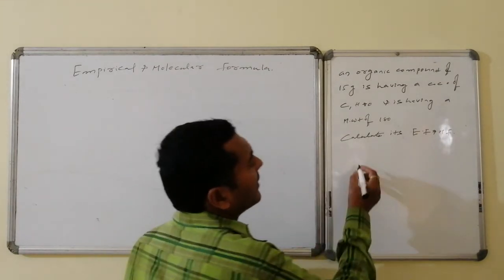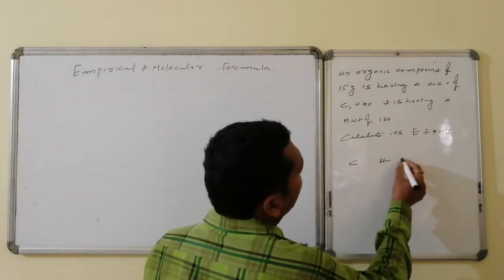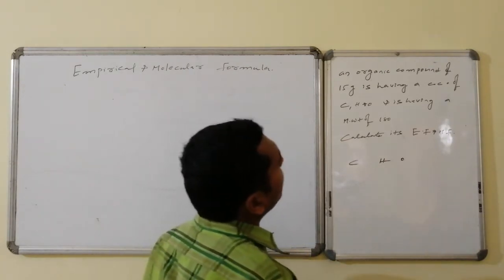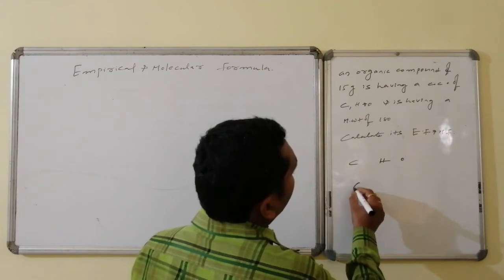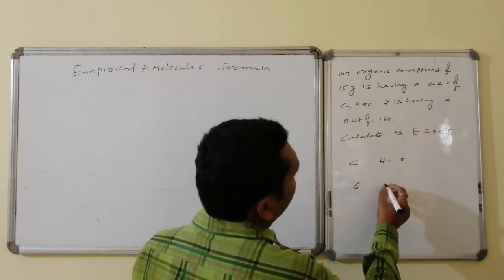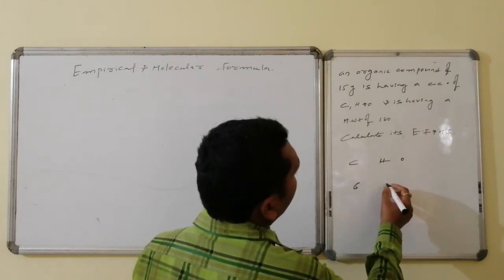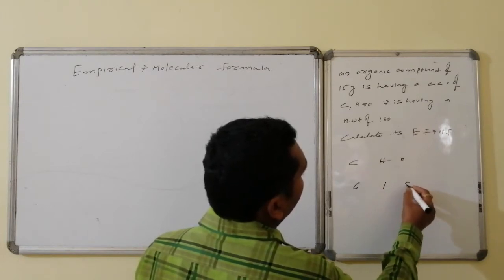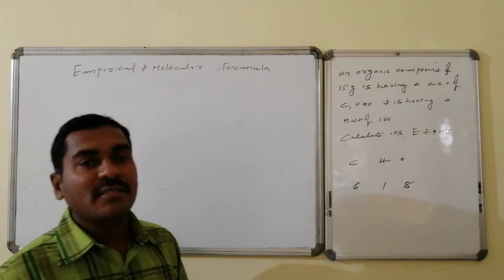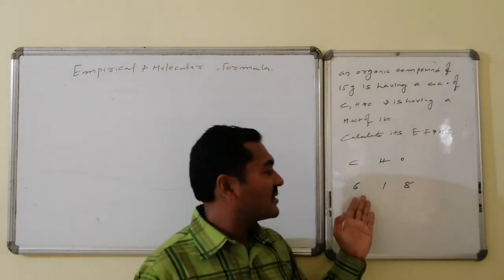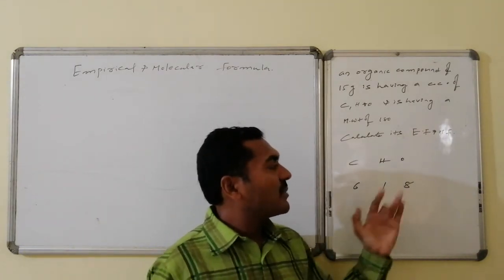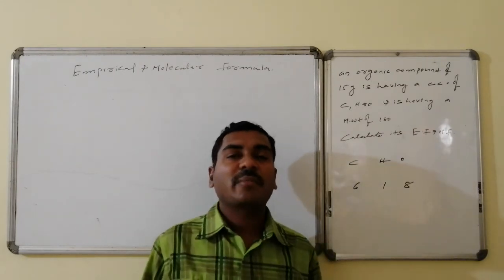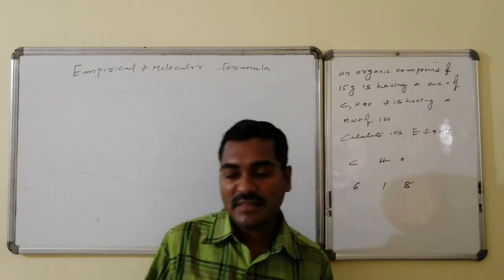In that 15 grams, the weights of carbon, hydrogen and oxygen are: carbon is having a weight of 6 grams, hydrogen is having a weight of 1 gram, and oxygen is having a weight of 8 grams. This is the weight ratio of carbon, hydrogen and oxygen as 6 grams, 1 gram and 8 grams. Then you are asked to calculate the empirical formula as well as the molecular formula.